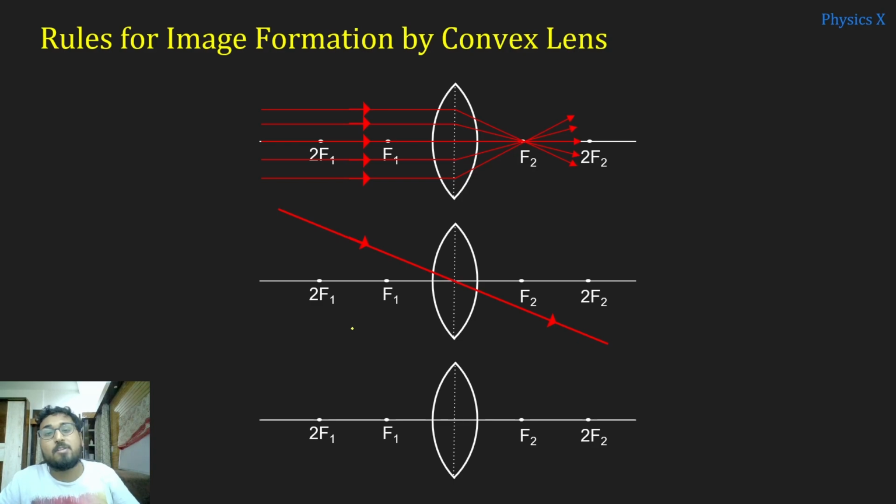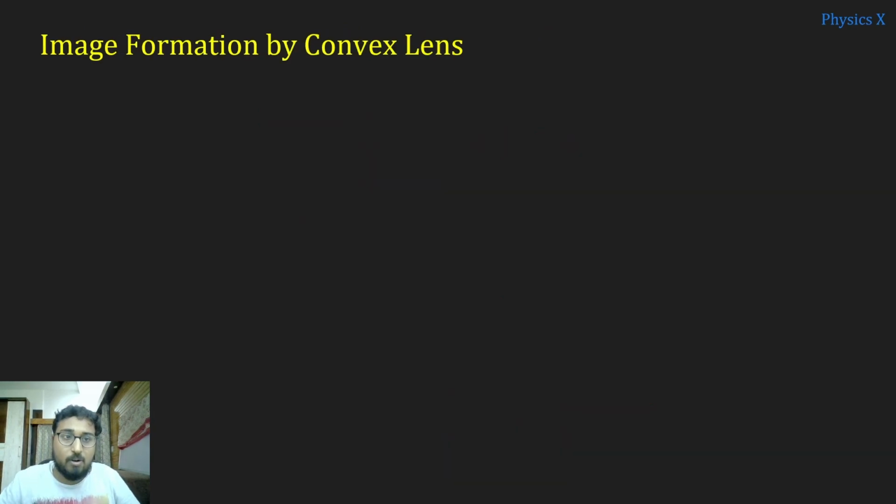The third rule is nothing but the reverse of the first one. That is, if any incident ray of light is coming from the f1 point, the first focus, then it will go parallel to the principal axis. So these are nothing but the three rules for the image formation by convex lens. Now let us see the image formation by convex lens. Convex lens will also have 6 cases, as we considered 6 cases in concave mirror. So let us consider one by one.